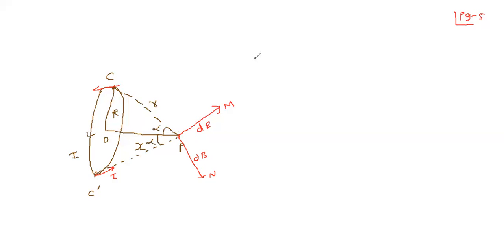I'm going to resolve dB into two components. By mathematics, it is alpha. It is also alpha. Therefore, what is this? dB cos alpha. And what is this? dB sin alpha. Similarly, resolve this component like this. This angle is alpha by mathematics. Then what is this? dB cos alpha. And what is this? dB sin alpha.